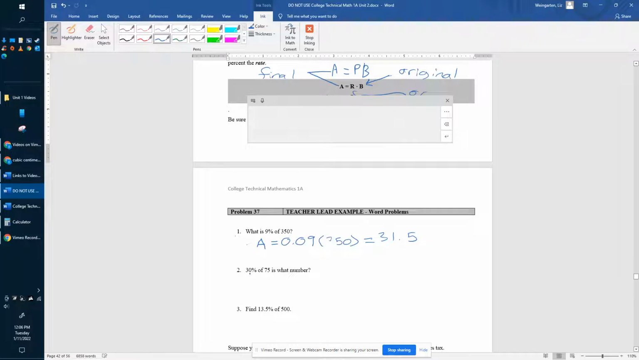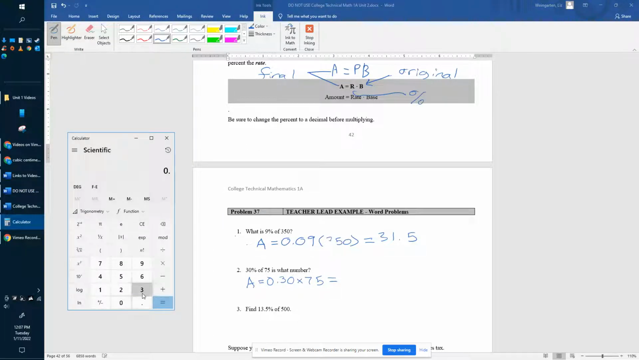Another way to write the same question, or a similar question, 30% of 75 is what number? So our base is 75. We're trying to figure out what 30% of it is. So A equals, again, write your percent as a decimal. So what's 30% times 75? 22.5.